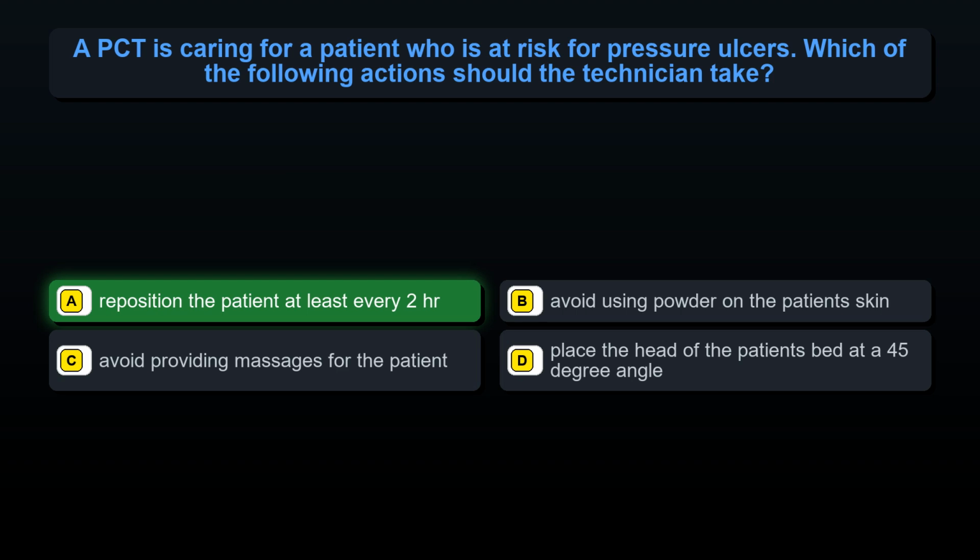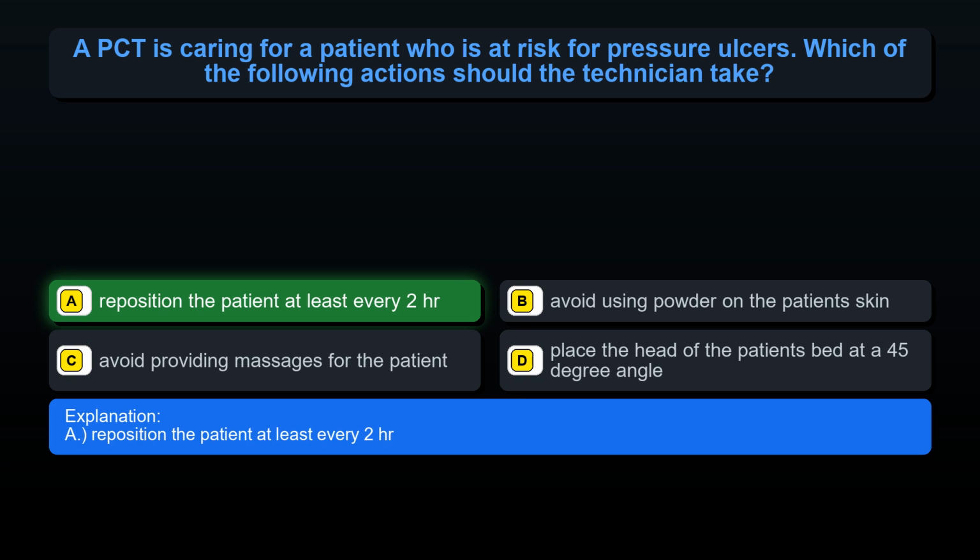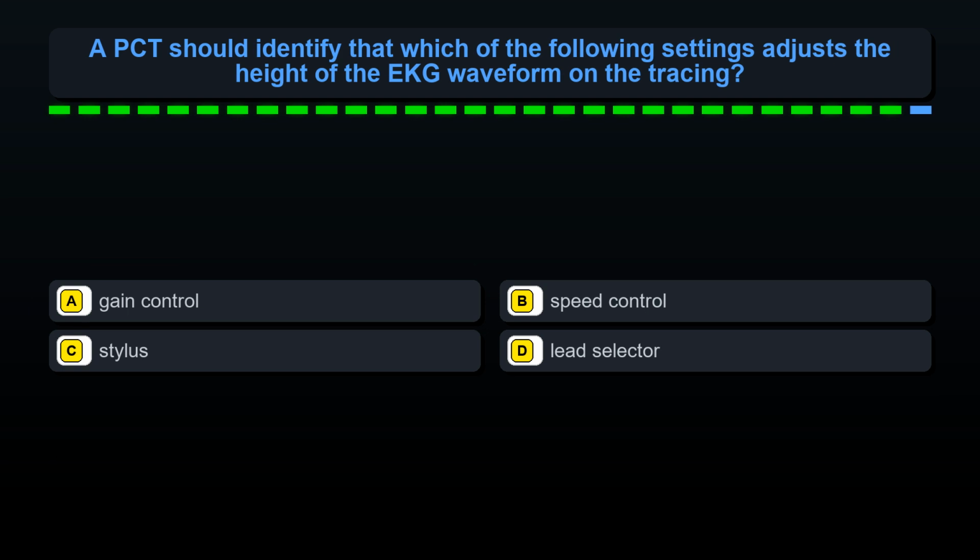The correct answer is option A. Reposition the patient at least every 2 hours. Question 44. A PCT should identify that which of the following settings adjusts the height of the EKG waveform on the tracing. Option A. Gain control.